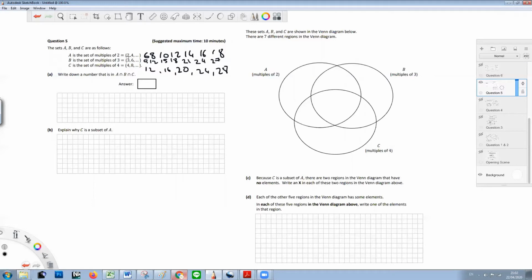So 2 is not in all three. 4 is in A and C, but it is not in B. And the first one is 12. So we can see 12 is in all of them. So I would just say 12. That's the answer to that.